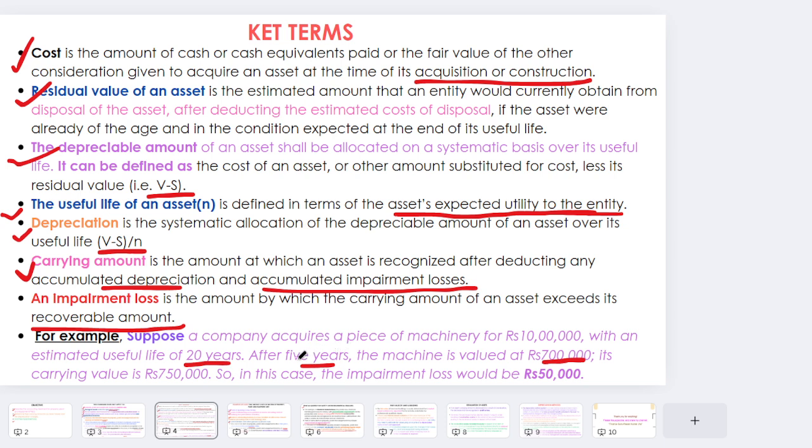Annual depreciation charge into 5. Then you will find the accumulated depreciations. Then that value would be deducted from this machine value. Okay.